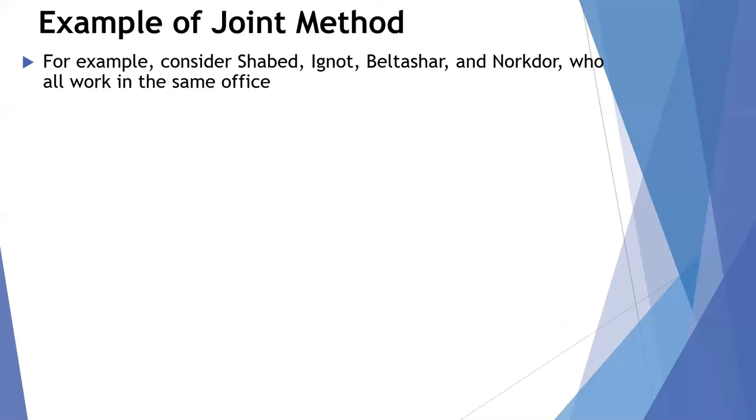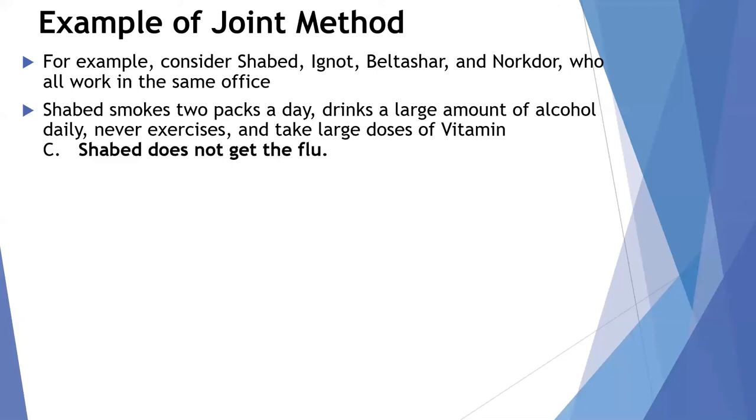Here's an example of the joint method. Again, we're using an everyday kind of situation, but we would use a larger population and control more factors if this were a controlled experiment. But let's consider four people, Shabed, Ignat, Beltejar, and Nortdor, and they all work in the same office. And then we consider that a couple of them got the flu, a couple of them did not get the flu. So we go back and we consider some factors about their lives that may be relevant to getting the flu.